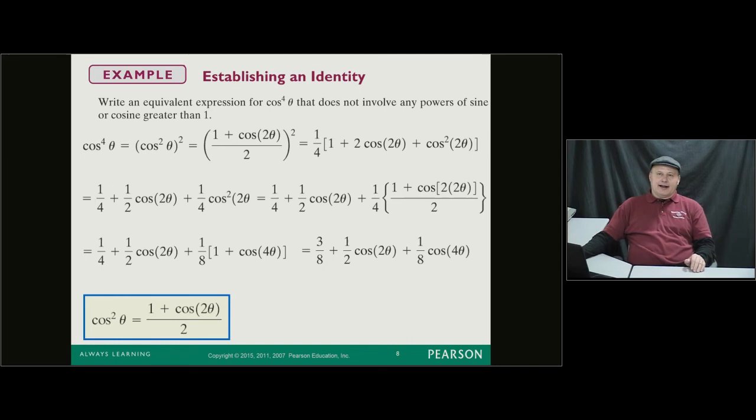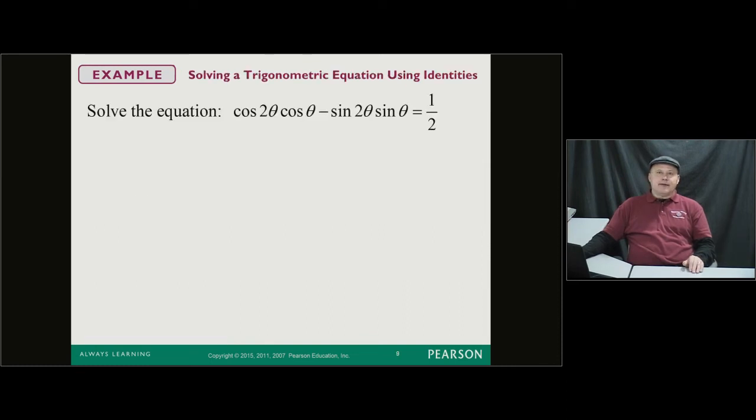And like I said, for right now, you look at that and you're like, well, that looks messier than what I started with, cosine to the 4th of theta. So what your answer is looks worse than what you started with. That's true. But there are some techniques that you're going to have to learn later on where this longer expansion is going to serve you better than what you have to begin with. So just keep that in mind. All right, let's look at another example.